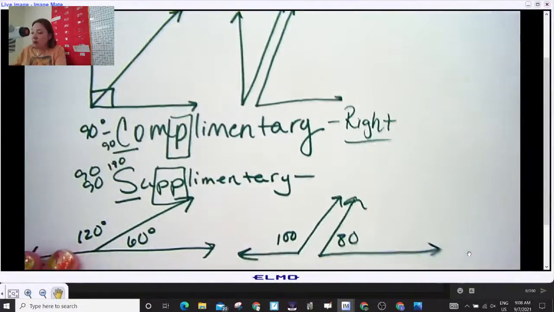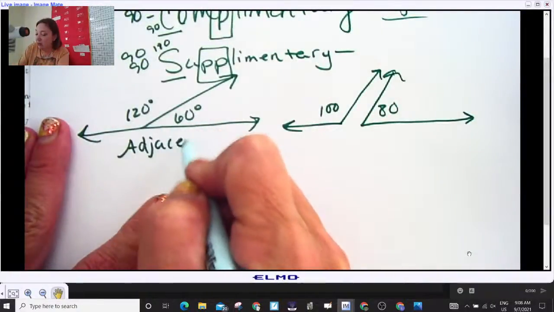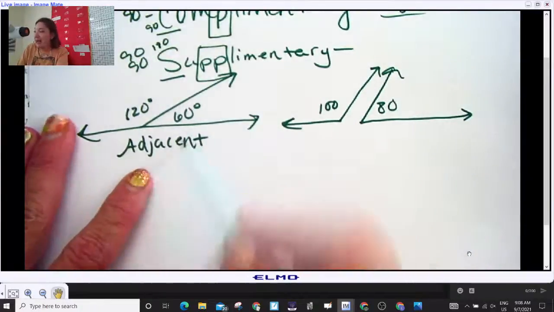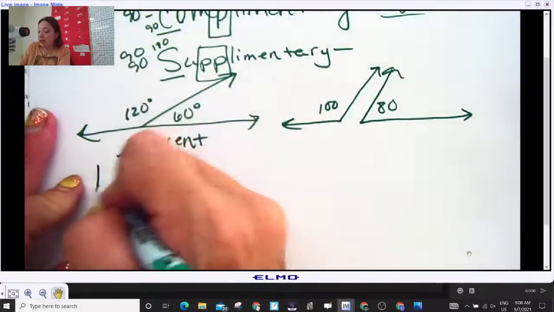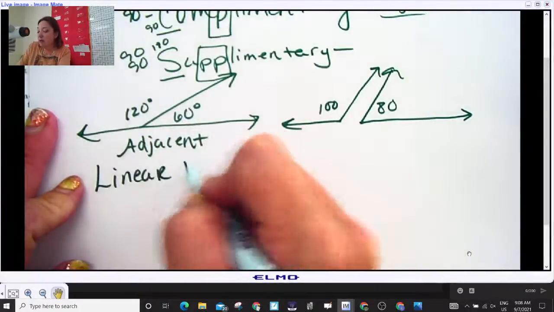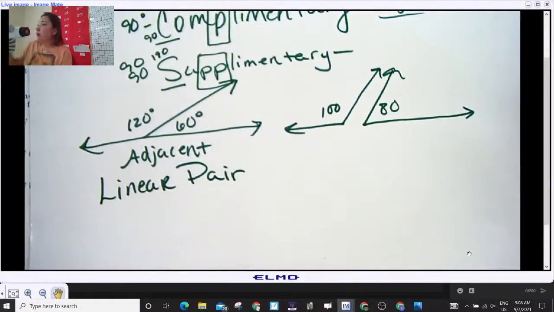Now, if you have supplementary angles that are adjacent, like these guys right here, so they're supplementary and they're adjacent, they have a special name. And that special name is called a linear pair. Linear because they make a line. Pair because there's two. A linear pair has to be two angles. If you've got three angles that are adjacent that make a line, not a linear pair because they're not a pair. Pair means two. Okay? So, good so far? Everybody good so far?